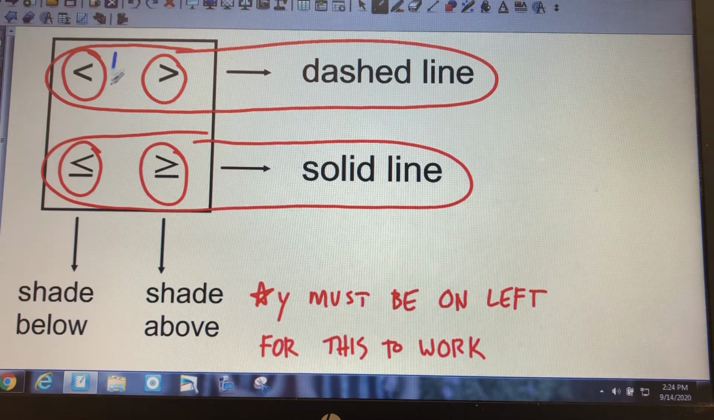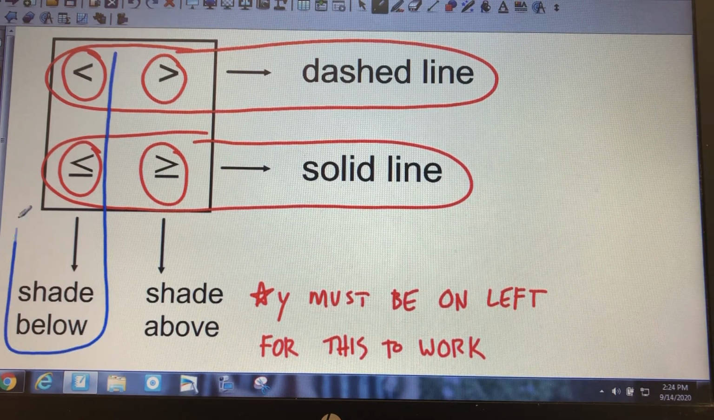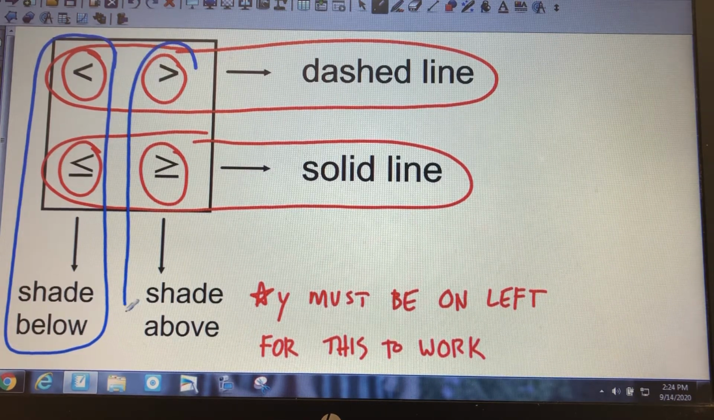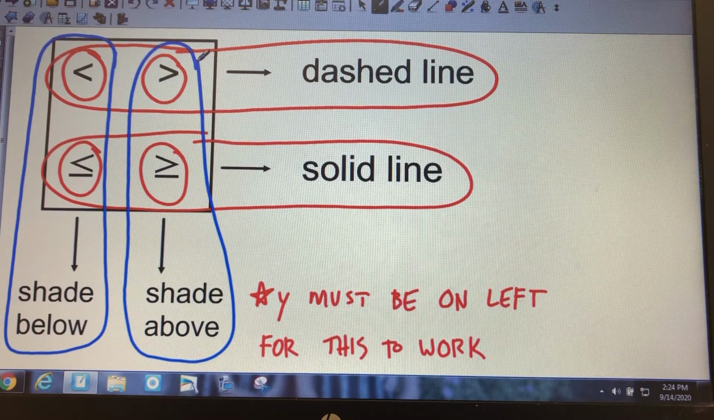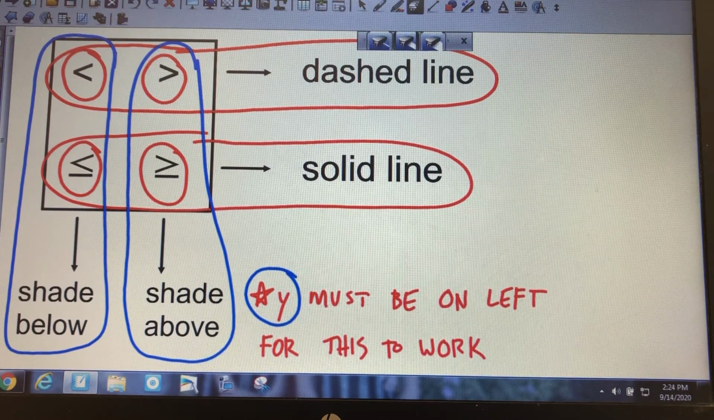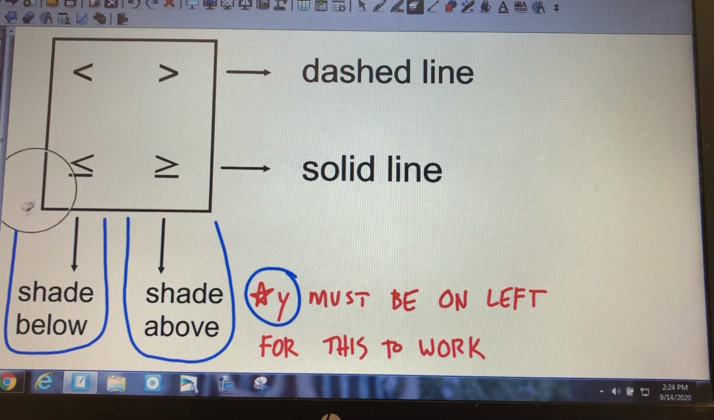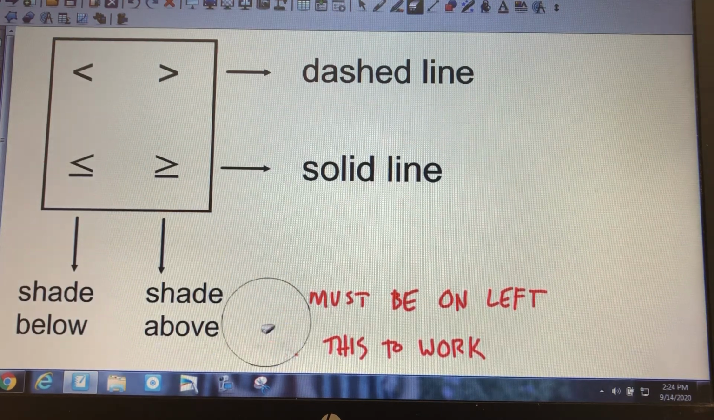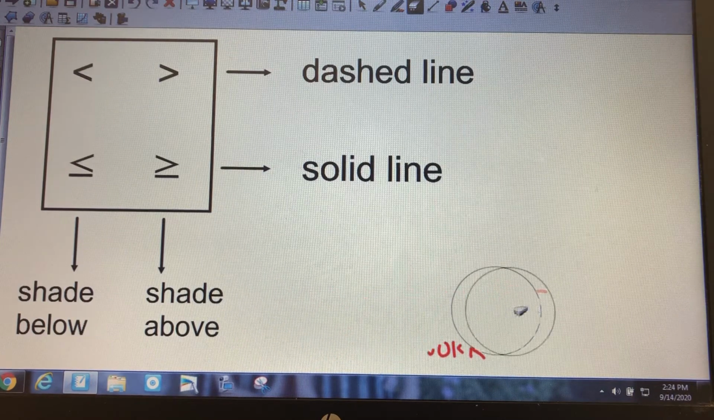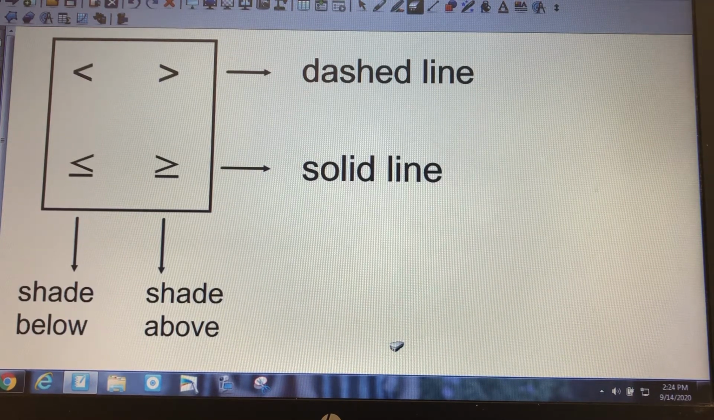Now if you read it this way, if it's less than or equal to, we're going to shade below. Greater than or equal to, we're going to shade above. Now the only way that works is if the y value is on the left, okay? The y value is on the left. So let me get rid of all of this marking so you can see the chart. Okay, the y has to be on the left for the shading to occur.